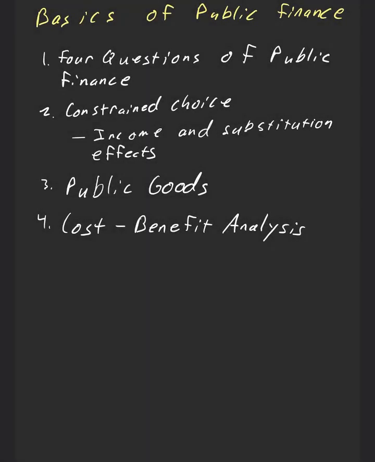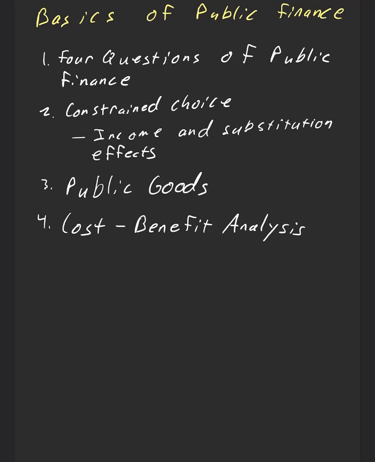In this lecture, we're going to be covering the basics of public finance. I'm going to cover 4 topics. The first is the 4 questions of public finance, which we mentioned in the introduction video. Second, we're going to introduce constrained choice, which will lead us to income and substitution effects. This is the basic way that economists think about choice.